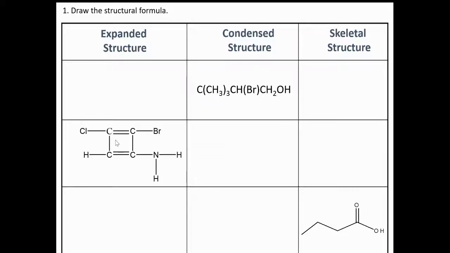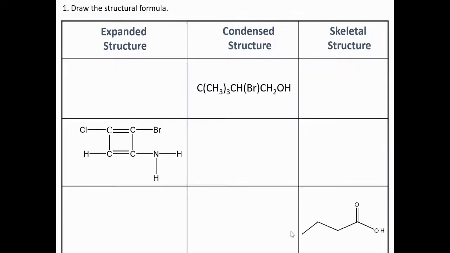Let us learn how to draw expanded structure, condensed structure, and skeletal structure. Okay, let's look at the condensed structure first. We have carbon, and then you see here there's a bracket. Bracket means branch, and it is attached to the first carbon. So we draw C.